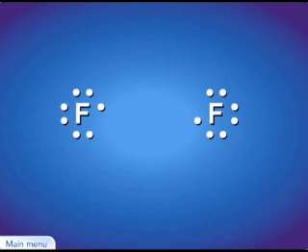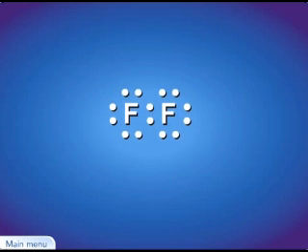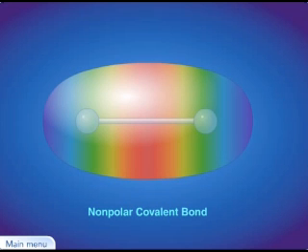Both fluorine atoms have 7 valence electrons. If 1 electron from each fluorine atom is shared with the other atom, then both fluorine atoms achieve an octet of electrons. This type of bond is called a nonpolar covalent bond. The sharing of electrons between atoms is exactly equal, and the electron density is symmetrical. The distribution varies according to the colors of the rainbow. The most electron-rich region is shown in red, in this case the region between the two nuclei, and the most electron-poor region is blue.